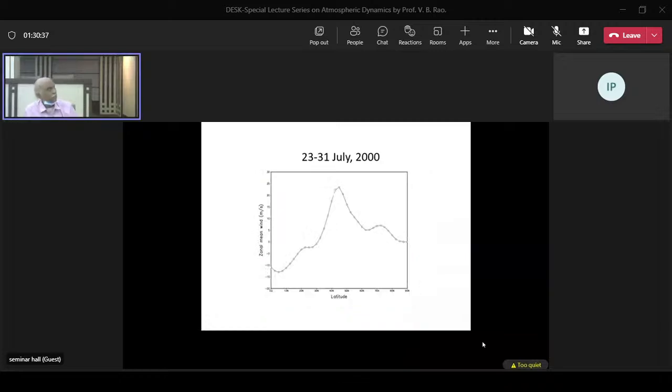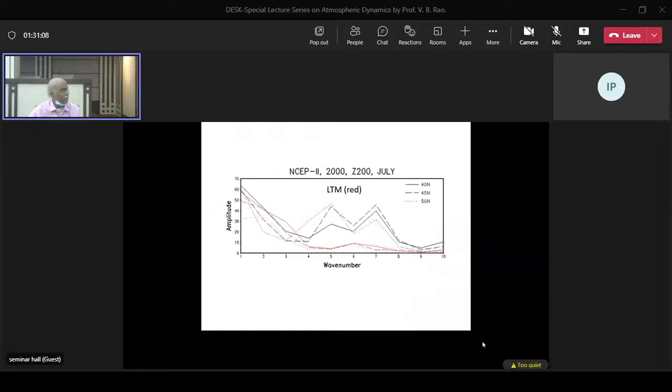Okay, next. So now we see this is the zonal wind, averaged zonally between 23rd and 31 July during the break monsoon. You see, there are two peaks in the middle latitudes, at about 45 degrees north, there is about 20, 22 meters per second, and the secondary peak. Now, next. Here it extends up to 40 degrees, 45 degrees north, 50 degrees north. Now, I will explain the theory.